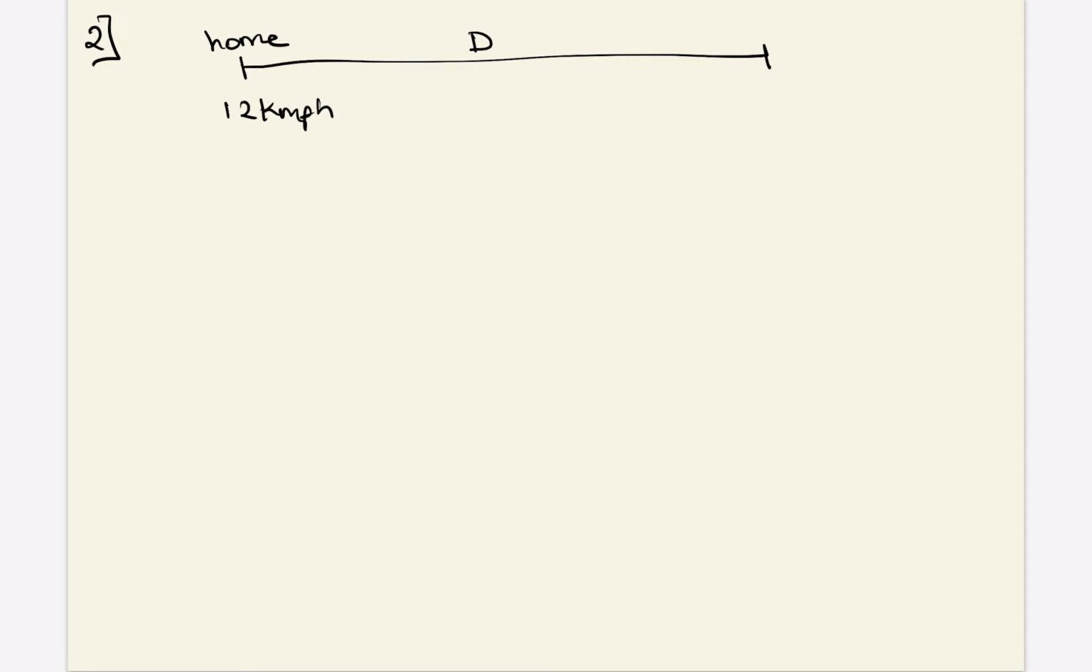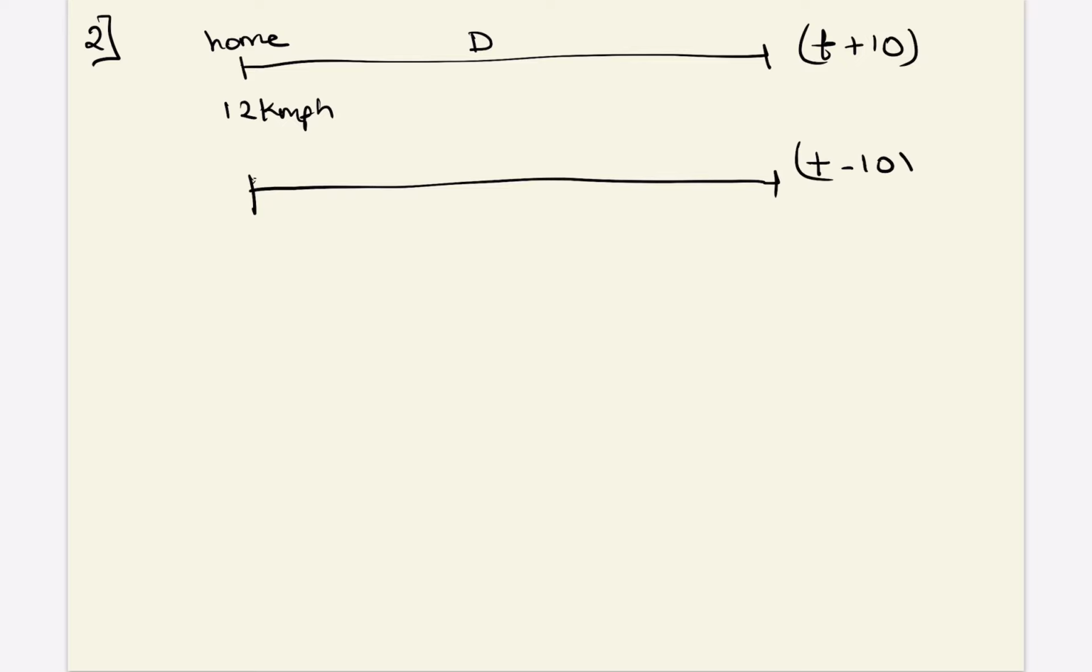So let's look at the second method. Let's take the first case. This is distance d. He starts from his home at 12 km per hour, and he reaches after the train departs, so time t plus 10. In the same way, we draw the second case as well. He reaches 10 minutes before the train departs, and he walks from his home at a speed of 15 km per hour. Now, distance is equal to speed into time.